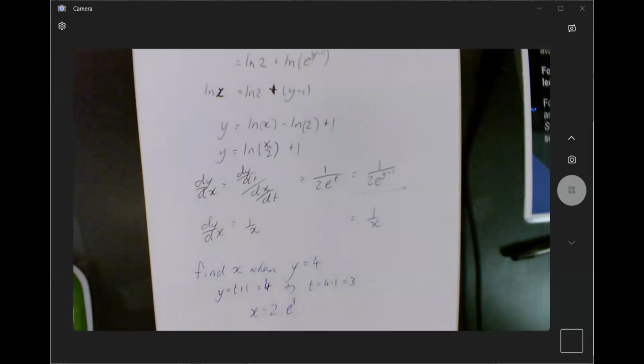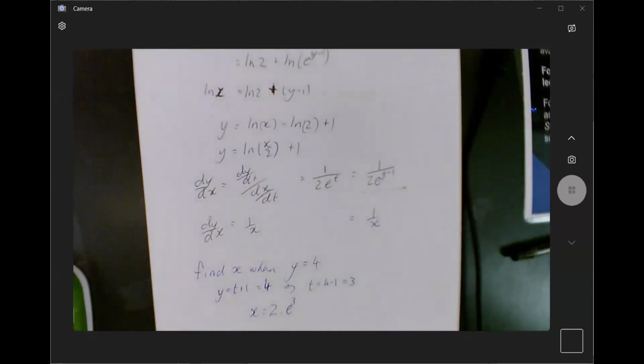And who knows what e to the power 3 is aside from e to the power 3. I have the feeling e to the power 3 is near 20. I have a feeling. Don't know.